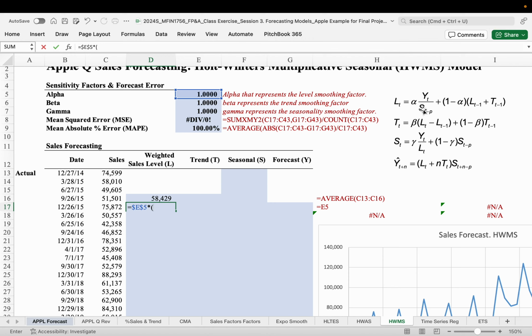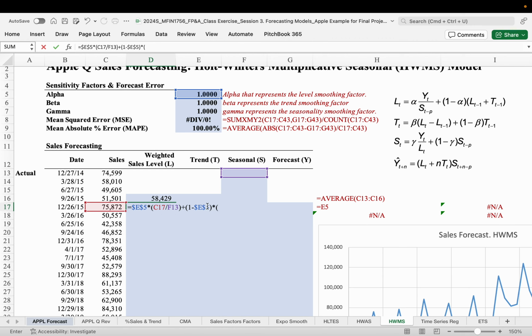the ratios instead of the differences between the sales, the actual sales, and the seasonality here, right? So C17 here, the actual sales now divided by the seasonality factors from 1 year before, right? And then plus the level smoothing factor from the prior quarter, and then we consider 1 minus alpha, then times, open the parentheses.